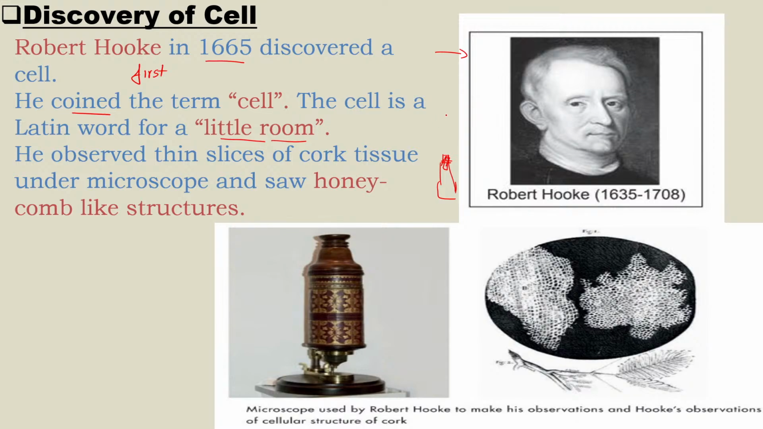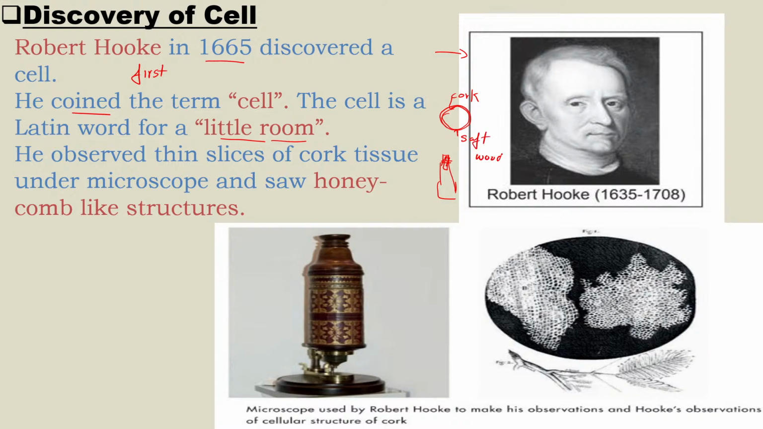Cork is nothing but, suppose this is a plant stem, and the outer region of that plant stem is called a cork. And this cork is used to make the caps for the champagne bottles. Okay, so that cork he used. Actually, this part of the stem is a soft wood. What type of wood? A very soft wood.